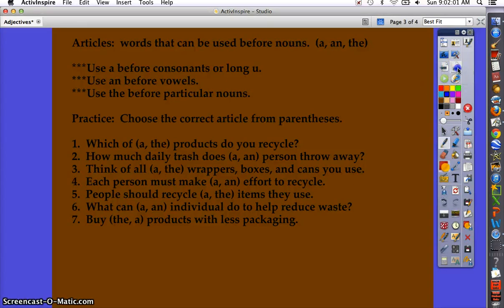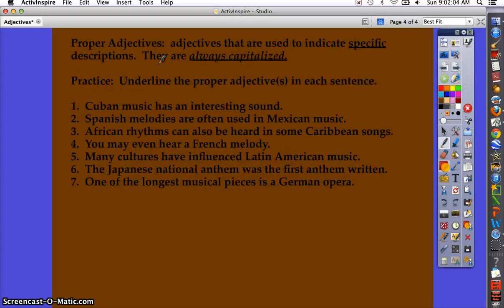And finally, the last part of the review will be the proper adjective section. These are adjectives that are used to indicate specific descriptions, and they are always capitalized. So the directions in this part: underline the proper adjective or adjectives in each sentence. Number 1, Cuban music has an interesting sound. Cuban would be the proper adjective in number 1. We'll just look for proper adjectives in this part, even though there may be other adjectives in the sentence.